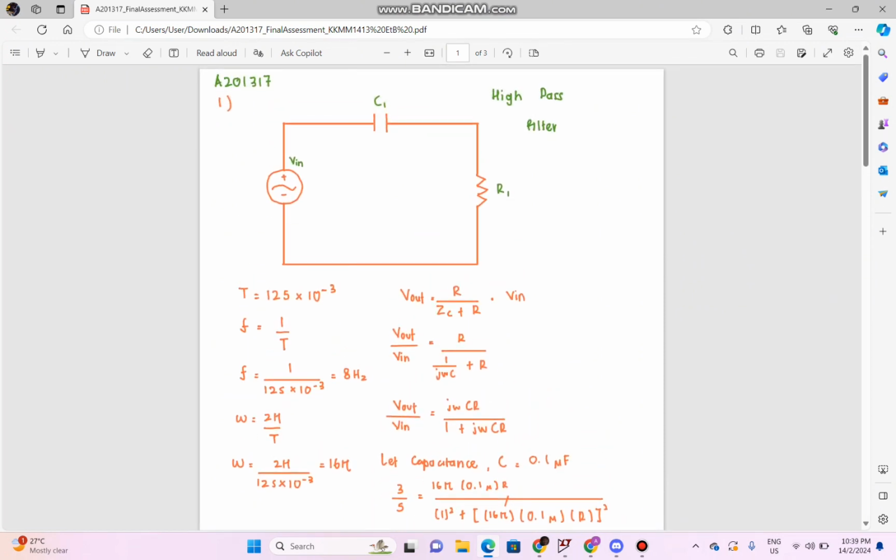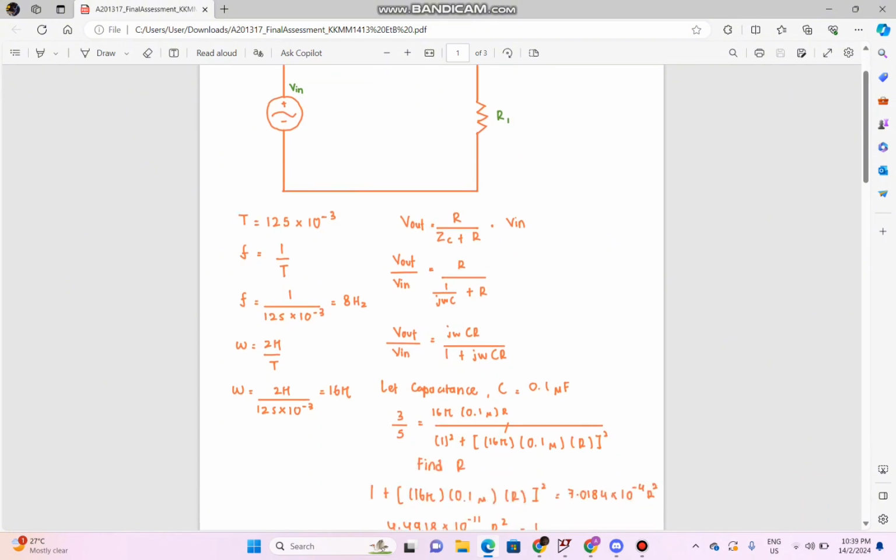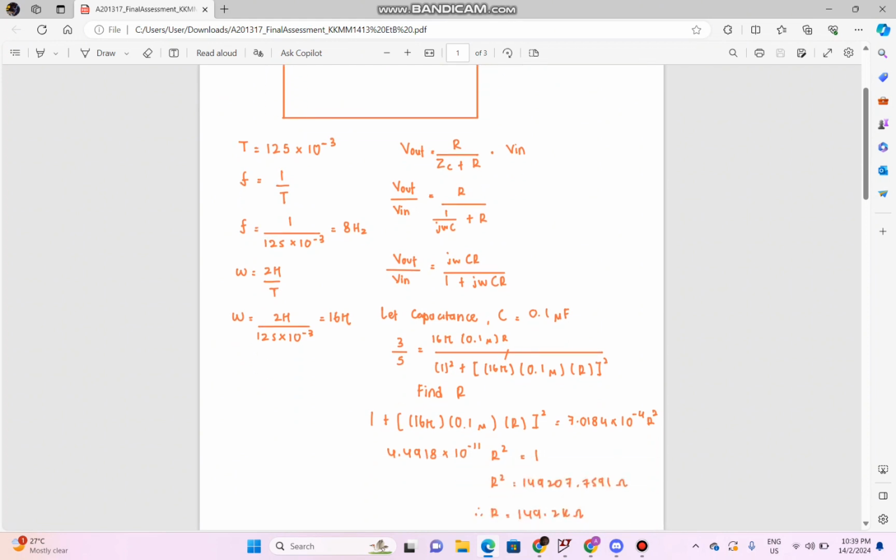Then we use V out equals R over (ZC plus R) times V in. Just a simple calculation, simply a voltage divider. Then V out over V in equals R over (ZC plus R). And as we all know, ZC equals 1 over jωC.